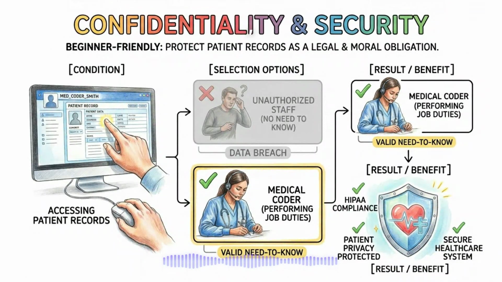Welcome to the sixth and final section of your AHIMA CCA exam preparation course, where we will thoroughly explore confidentiality, privacy, and data security. In this lesson, you will learn the critical laws and ethical standards that protect sensitive patient information from unauthorized access and cyber threats. This topic is incredibly important because as a medical coder, you will have daily access to highly confidential medical records. And protecting the data is both a legal requirement and a moral obligation.